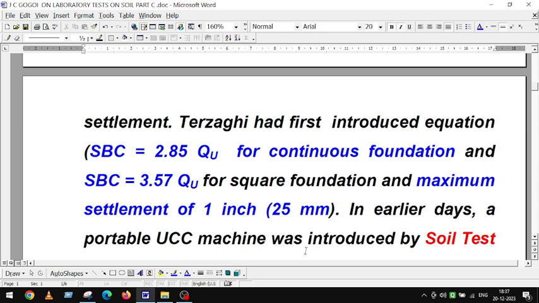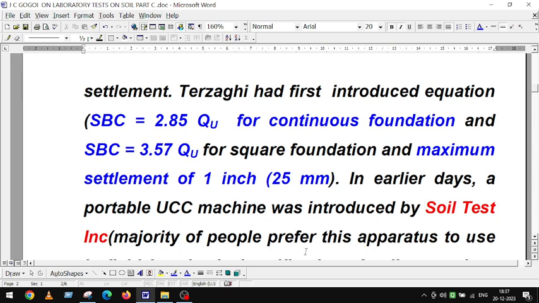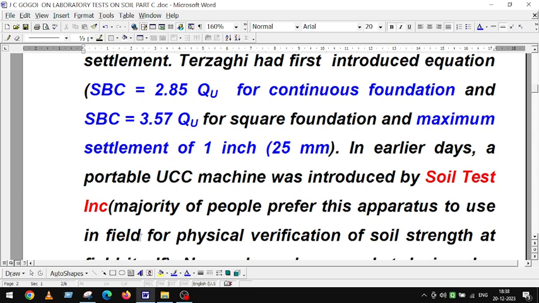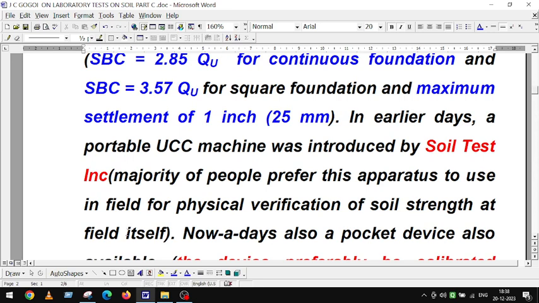In earlier days, a portable UCC unconfined compression test apparatus was introduced by Soil Test Incorporated. Majority of people prefer this apparatus to use in field for physical verification of soil strength at field itself. It is a very lightweight machine one can easily carry to site, so one can verify the shear strength of the soil at site itself.